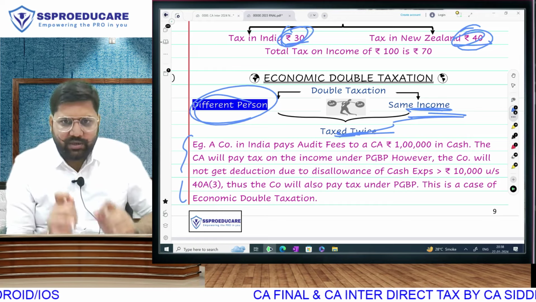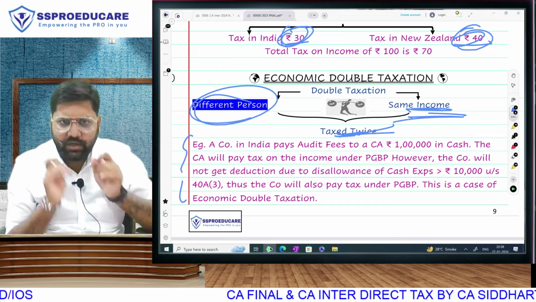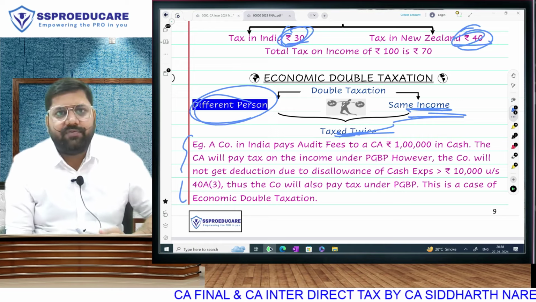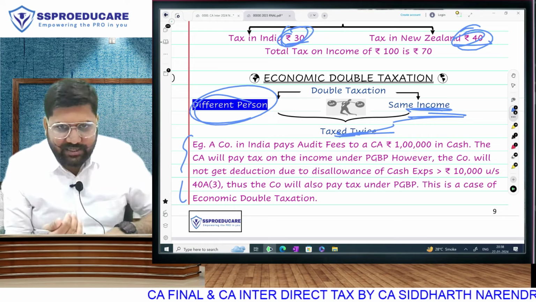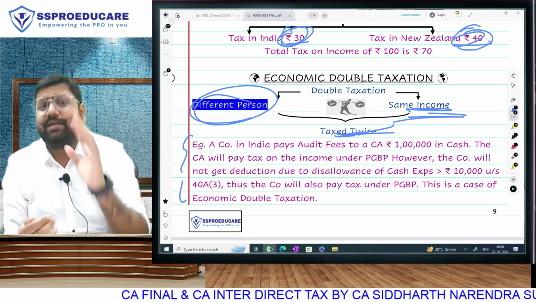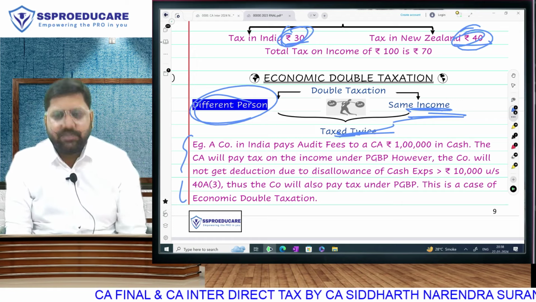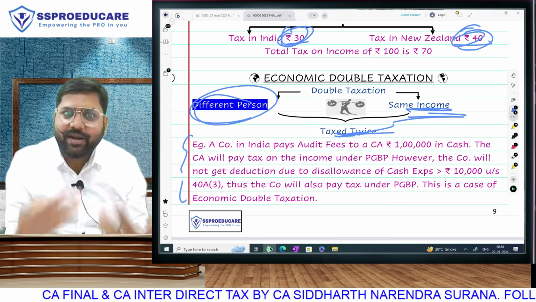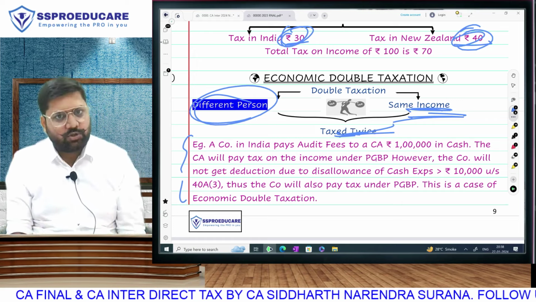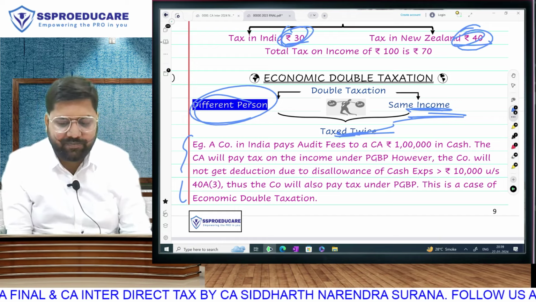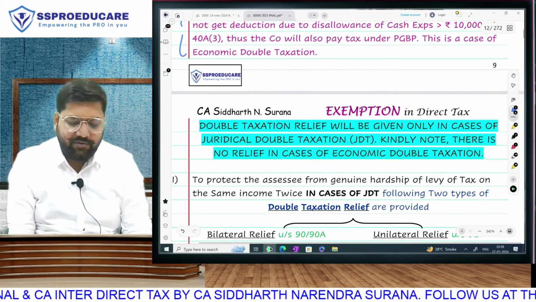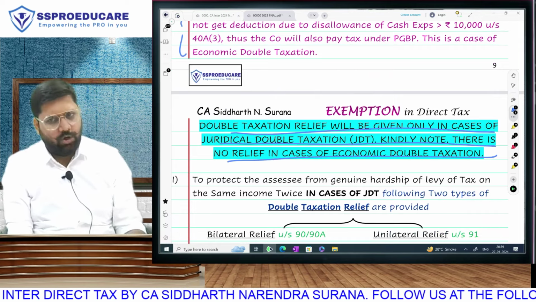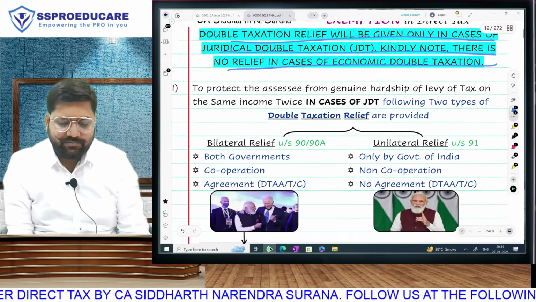This chapter is going to grant you relief only and only under juridical double taxation. There is no relief under economic, because one, economic is in the nature of punishment. Two, from your pocket tax has gone only once. See, when will you get relief? If you have paid twice, and you pay twice only under juridical. So economic is already first of all brought for punishment purposes. There is not going to be any relief. Double taxation relief will be given only in cases of juridical double taxation. There is no relief in cases of economic double taxation.